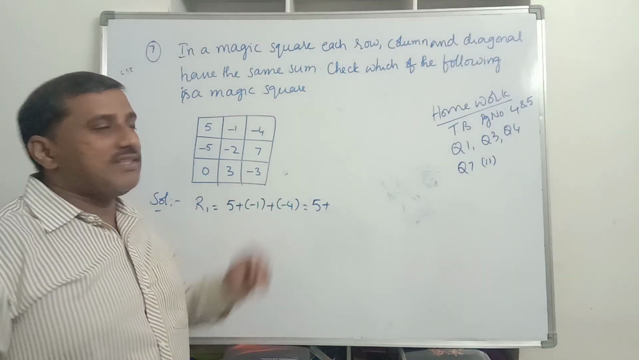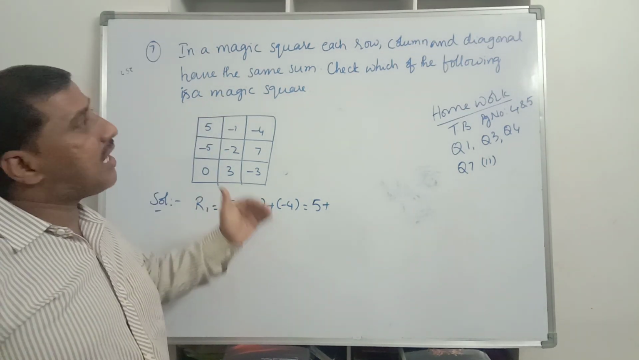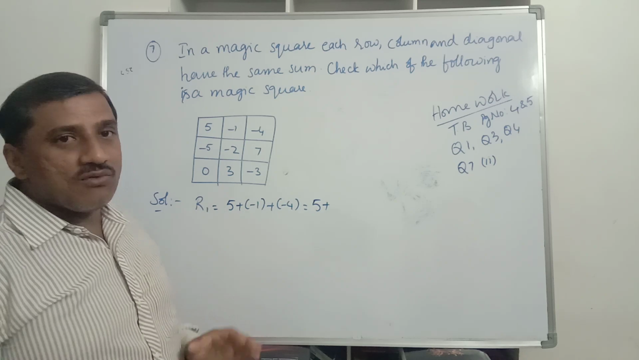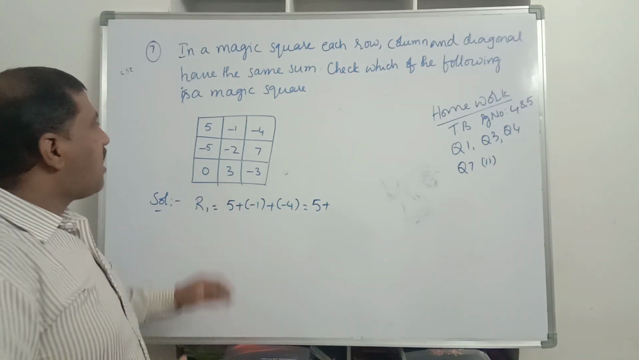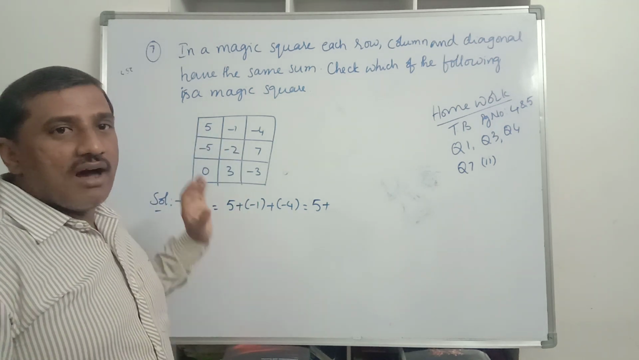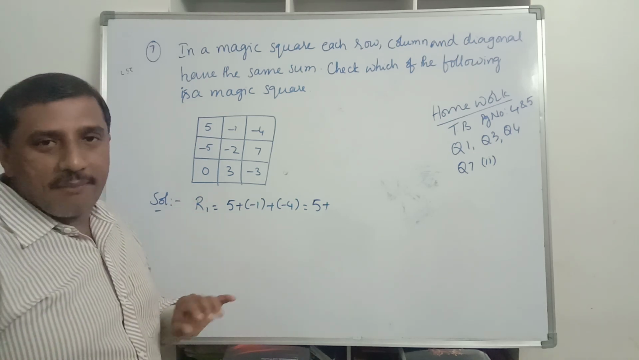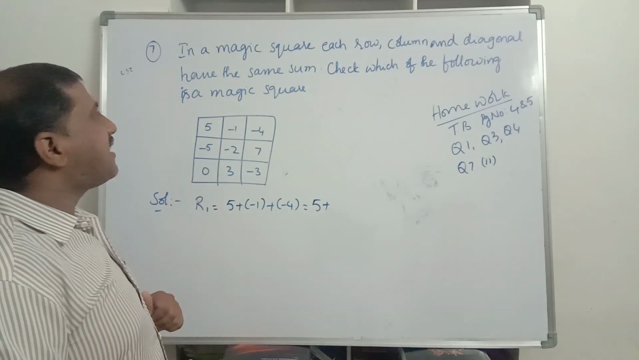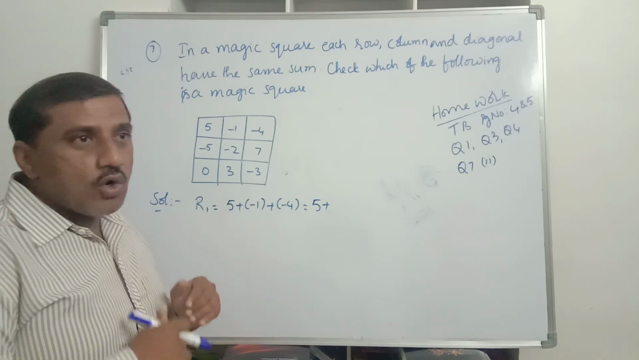Now we'll discuss the 7th question. In a magic square, each row, column and diagonal has the same sum. What is a magic square? A set of numbers written in a square, whose sums row wise, column wise and diagonal wise all have the same value. Then we can say that square is known as a magic square. If you are given a square, we need to check whether it is a magic square or not. How do we check it?